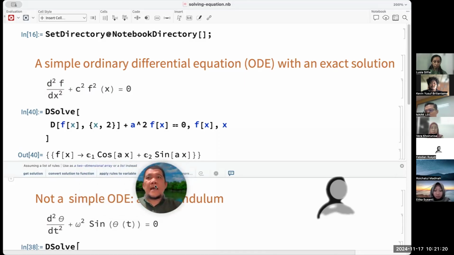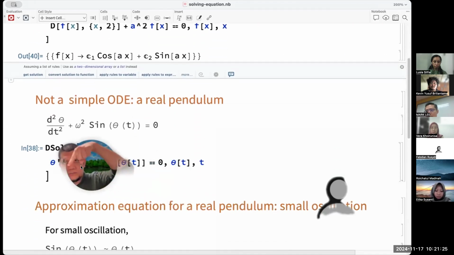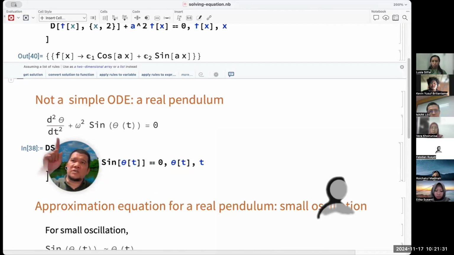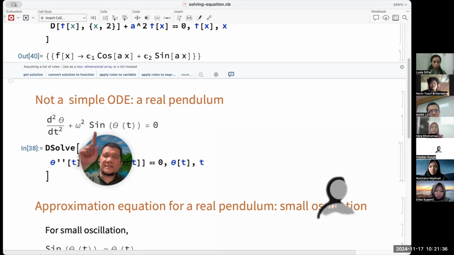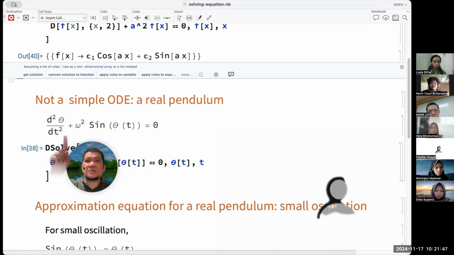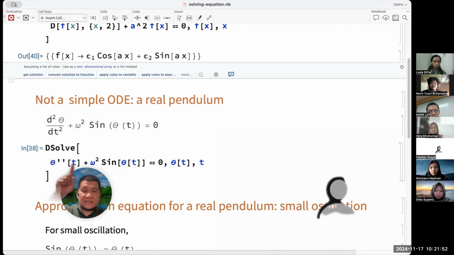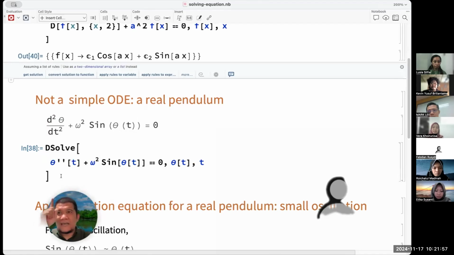But in physics, we have pendulum motion, oscillation, and this is the equation of motion for a pendulum. We have this function, sine of theta, but theta is also a function of time. So this makes the equation a non-linear equation. The one before was a linear equation; this is not. What happens when we try to solve it using an exact solution?